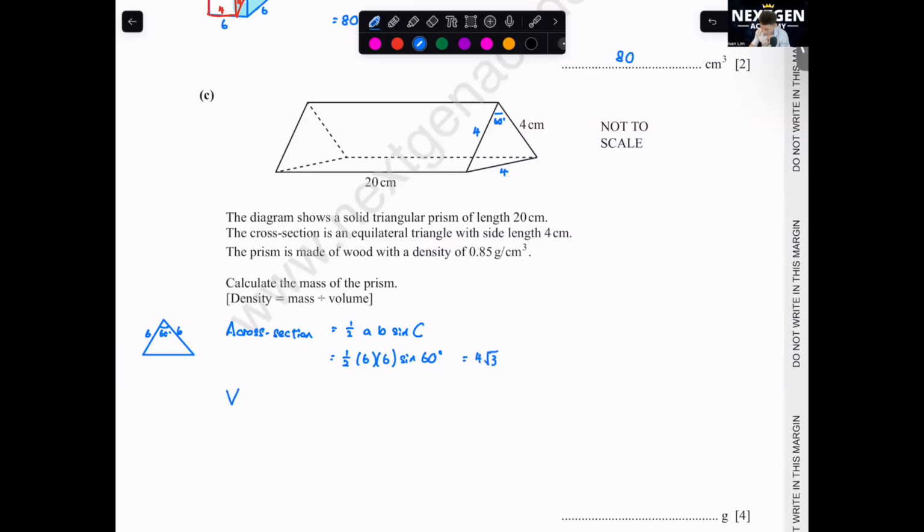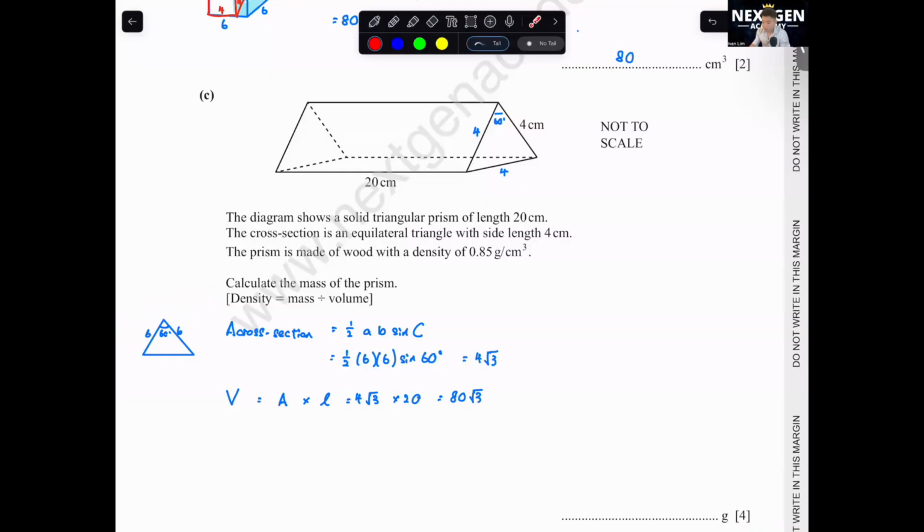Volume will be equal to area multiplied by length, which is equal to 4 root 3 multiplied by 20, giving 80 root 3. Leave it in surd form first. Why is it 0.5? The formula is half times 4 times 4. AB is this one. Do you know the formula? 1 over 2 AB sine C. It's another formula for a triangle. So I'm just using the formula.